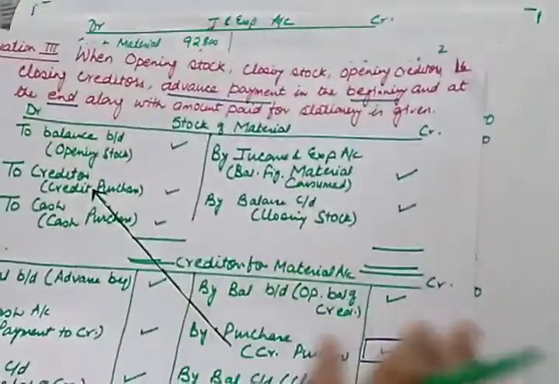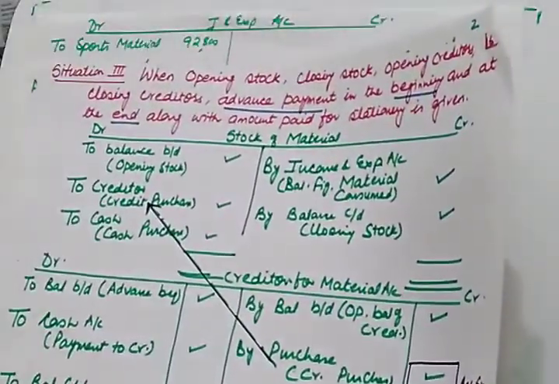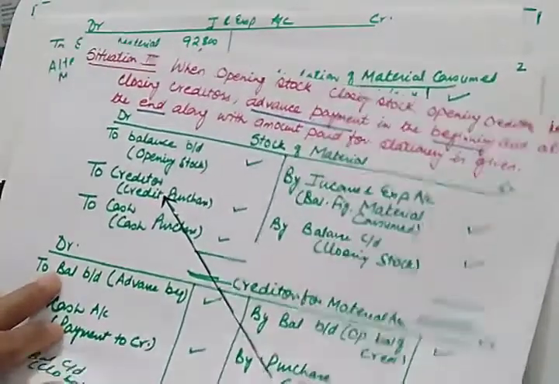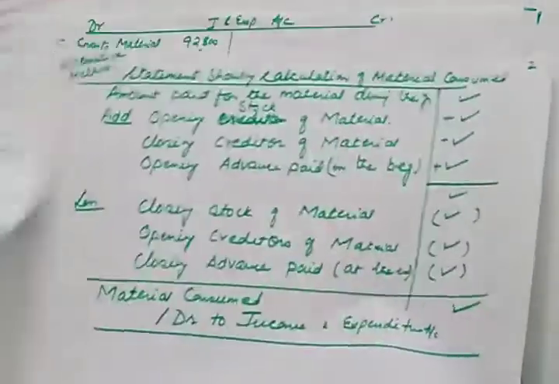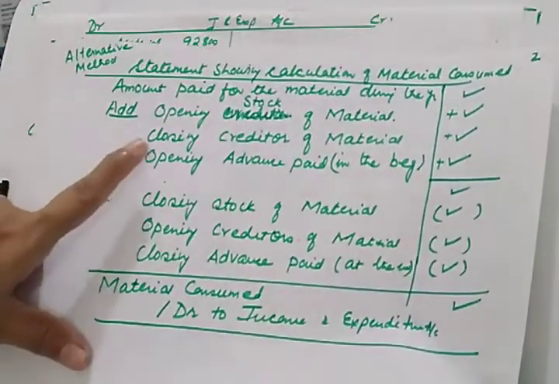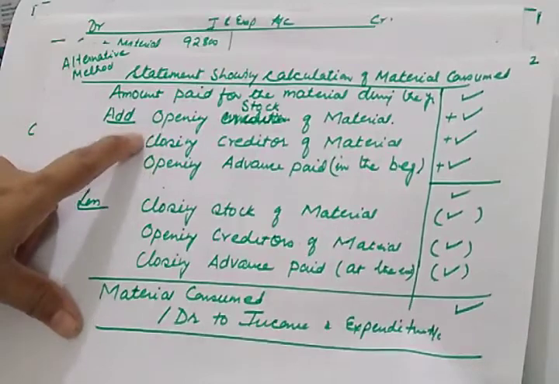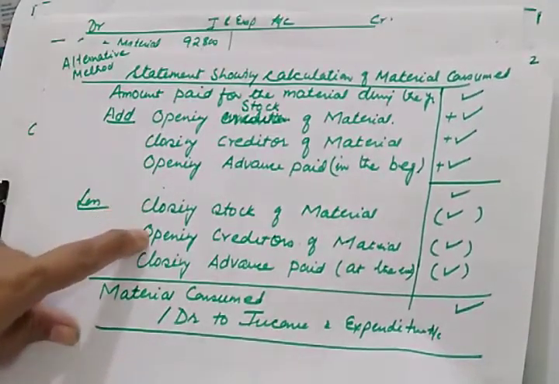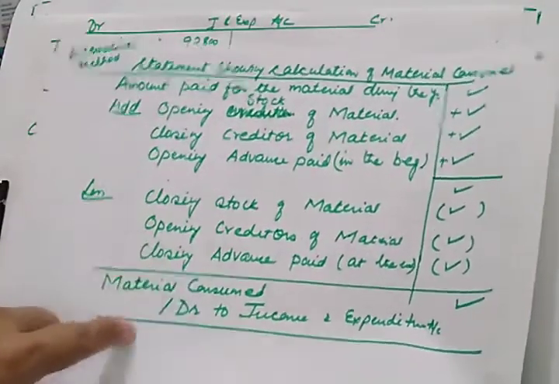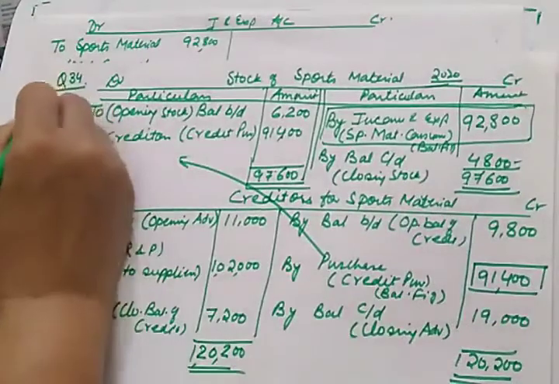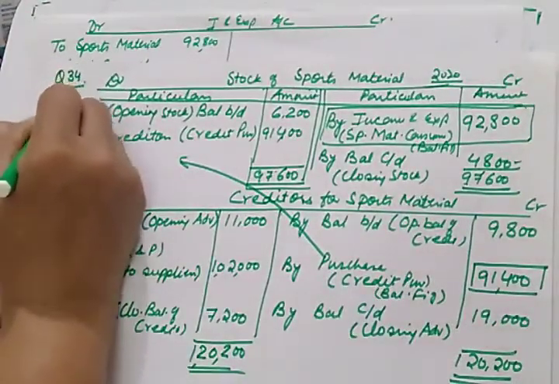So when opening stock, closing stock, opening creditors, closing creditors, and advance opening and closing is given to you, you have two methods. One is through ledgers, and through this opening advance, opening stock, and closing creditors will be added. Closing stock, opening creditors, and closing advance will be credited. And thereafter we did question number 34 of T.S. Grewal's book. This is page number 1.66.